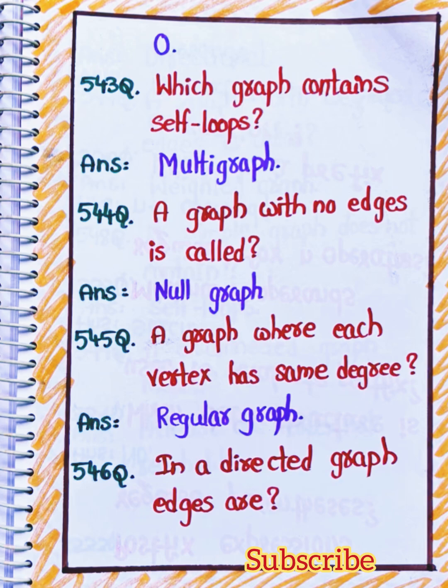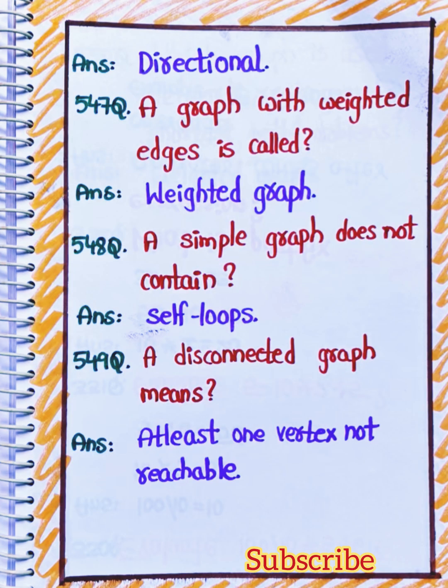Next question, which graph contains self loops? Multigraph. A graph with no edges is called null graph. A graph where each vertex has same degree is called regular graph. In a directed graph, edges are directional.